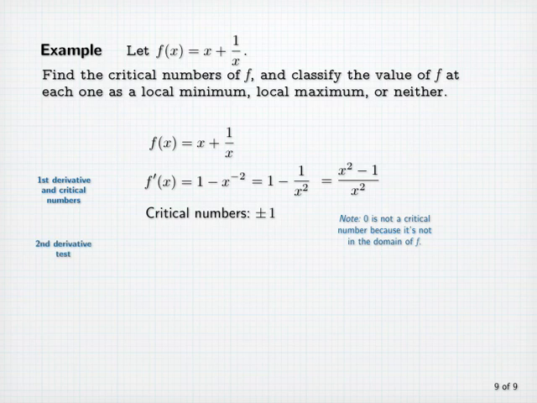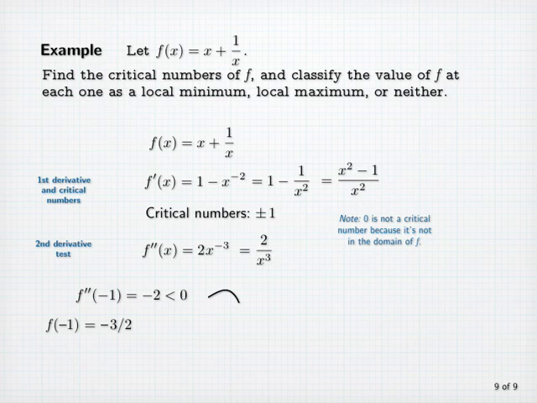So now let's apply the second derivative test to each of the critical numbers, minus 1 and 1. We first compute f double prime of x, which is 2 times x to the minus 3 power, or 2 divided by x cubed. And evaluating f double prime at minus 1 gives us negative 2. Therefore, we conclude that the value of f at minus 1, which is negative 3/2, is a local maximum. The value of f double prime at 1 is positive 2, and therefore the value of f at 1, which is positive 3/2, is a local minimum value.